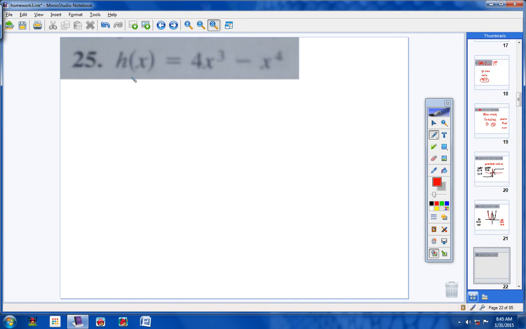Number 25. Let's quickly type this into your graphing calculator. Hit y equals, then you hit 4, then x, then the exponent arrow, then 3, minus x, then the exponent arrow, then 4. Let me quickly type that into my calculator. And let's see what we got here. 4x to the third power minus x to the fourth power. Okay, hit graph on that, and let's see what we get.